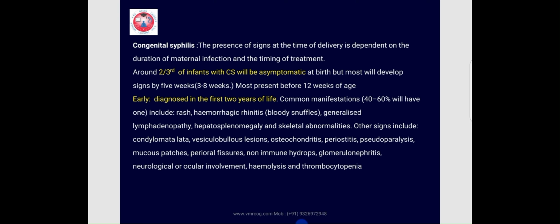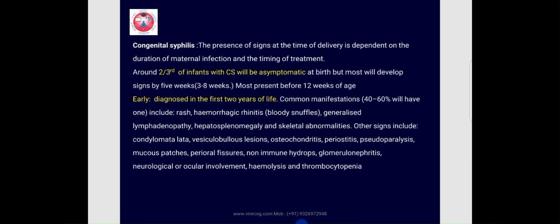develop signs by around 5 weeks. Generally, by 5 weeks they will develop the signs, and the range is around 3 to 8 weeks, and most will present before 12 weeks after birth. Okay, so that is further divided into two: early if it is diagnosed within the first 2 years of life, or late when the presentation is after 2 years. It is called late congenital syphilis. So congenital syphilis is also of two types depending upon the timing of presentation. Within 2 years it is called early congenital syphilis, after 2 years it is called late congenital syphilis.